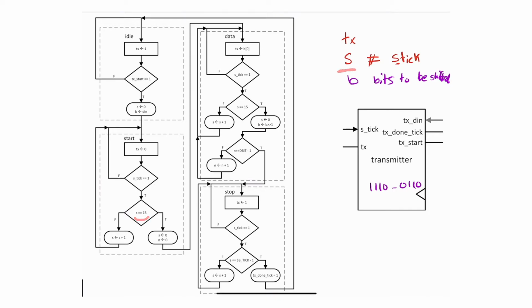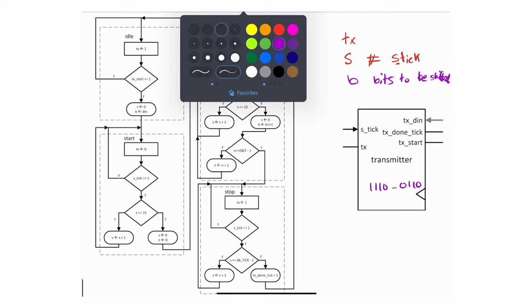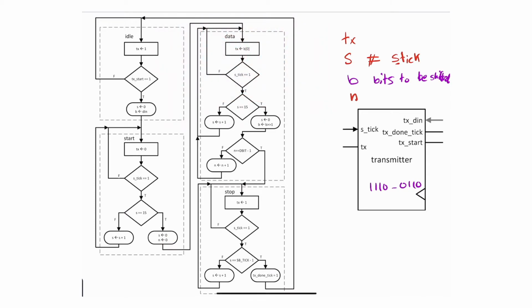Remember, S is the number of S ticks. If not, I'll just add a 1. I'll just add a 1 till I reach the 15. When I reach the 15, I'll make S equal 0. And again, I'm going to use the same exact N that we used before. N is the number of bits to be shifted, whether the data bits and the parity bits and so forth. And then, of course, we have the next state in here, which is data.